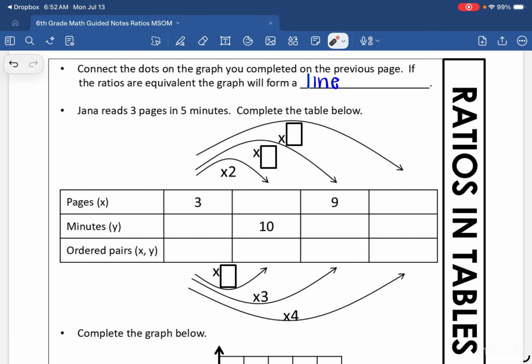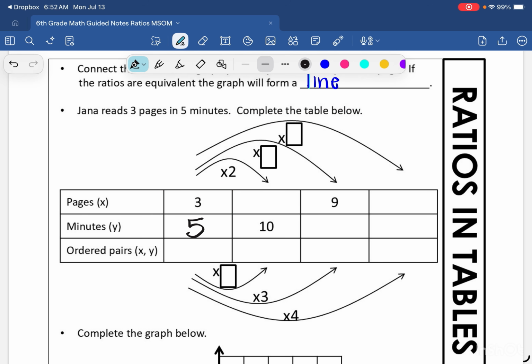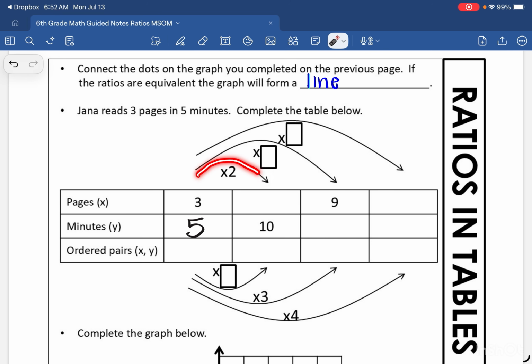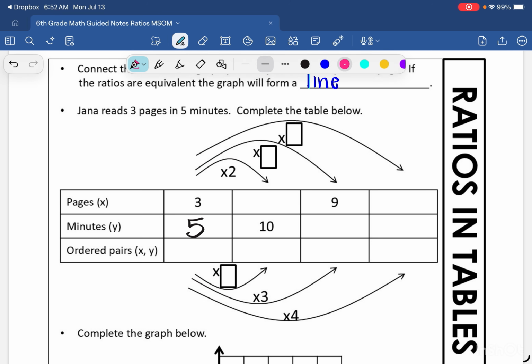Jana reads 3 pages in 5 minutes. Complete the table below. So 3 pages is 5 minutes. So multiplying by 2, that will give me 6 pages because 3 times 2 is 6. Multiplying by 2, 5 times 2 is 10. And that's already there, so that's correct.